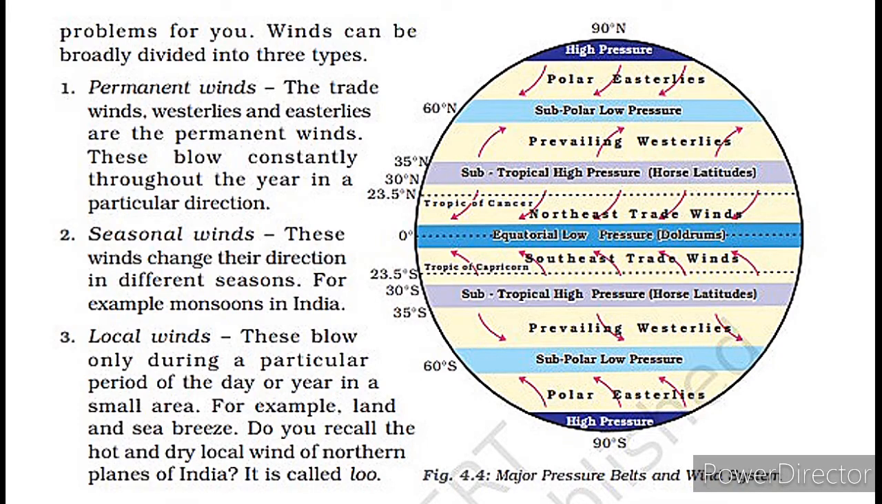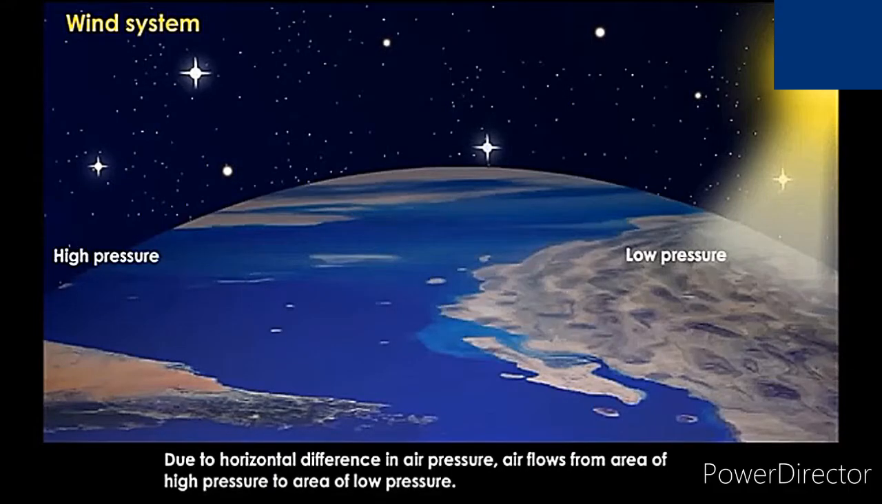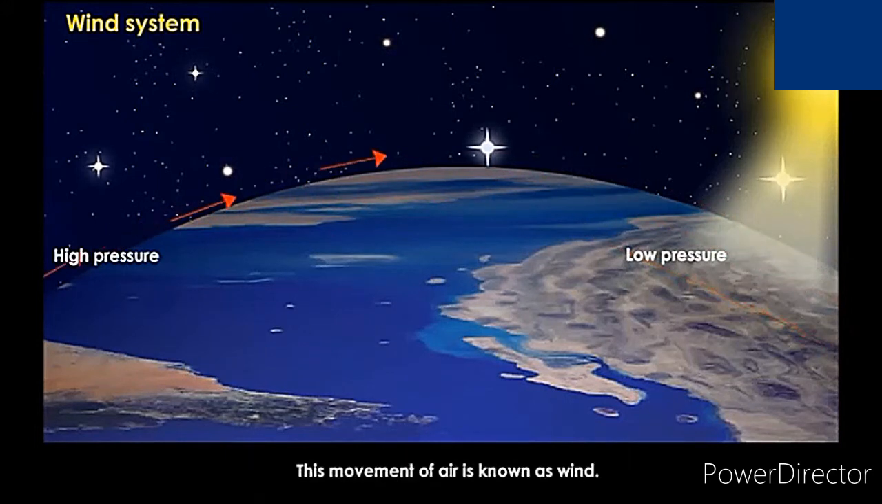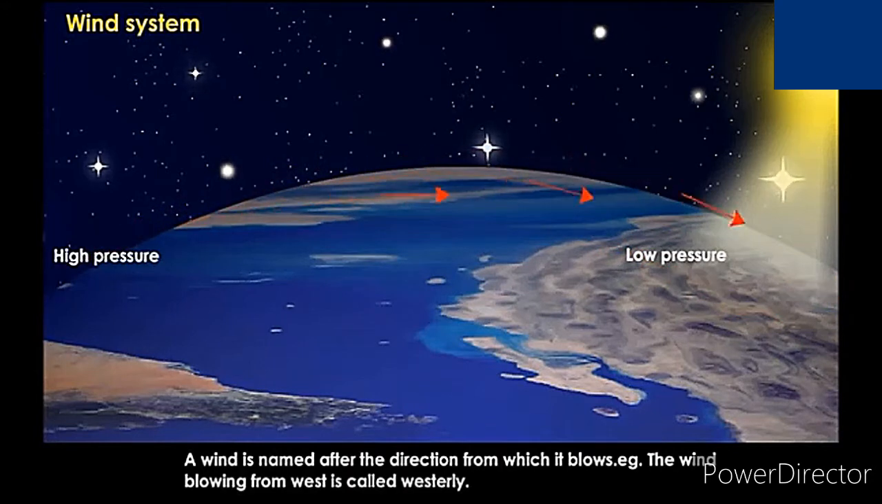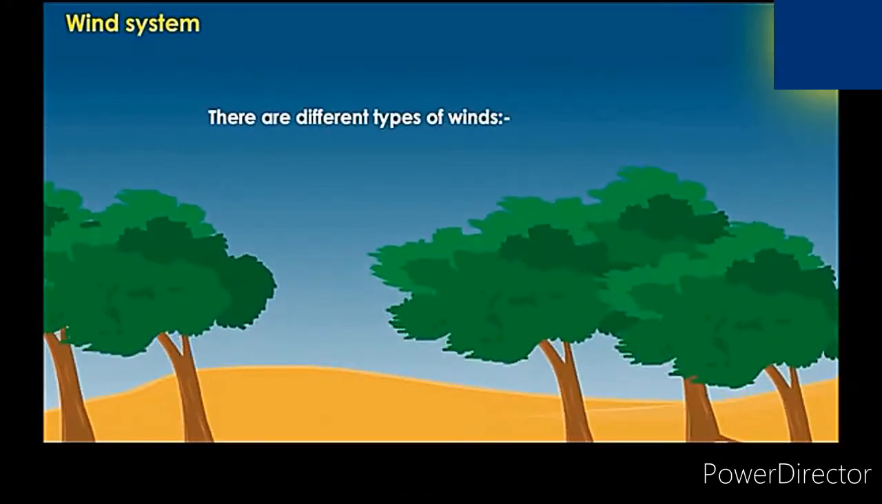The movement of air from high pressure to low pressure area is known as wind. So let's discuss it. Due to horizontal difference in air pressure, air flows from the area of high pressure to the area of low pressure. This movement of air is known as wind. A wind is named after the direction from which it blows. For example, the wind blowing from the west is called westerly, and blowing from the east is known as easterly.